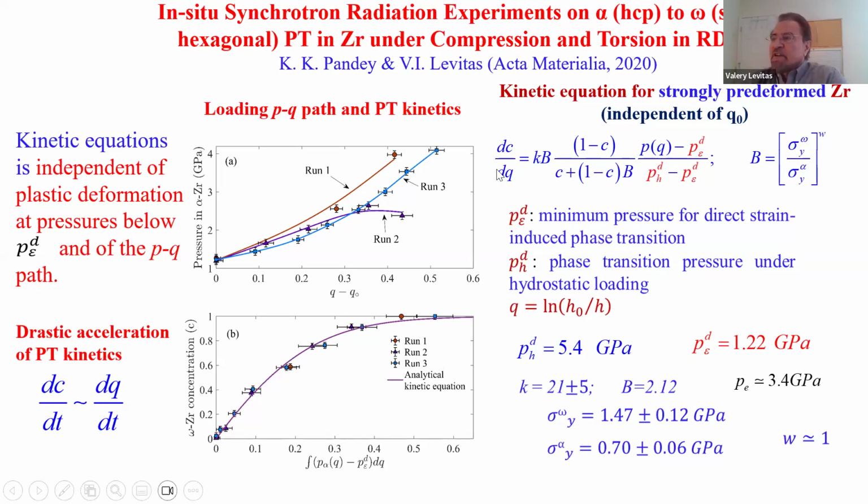So this is our kinetic equation for strain-induced phase transformation, which we derived micromechanically, and it's very unusual. Time is not a parameter. Instead of time, the derivative is with respect to plastic strain, and the ratio of yield strengths participates here. This is the pressure-plastic strain loading path. You see three examples here. This line is the solution to this equation, and you see that all experimental points are very close to our prediction. So this confirms our equation, and we also determine all material parameters.